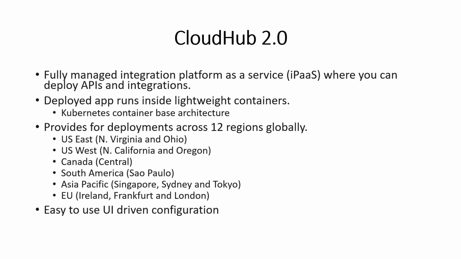CloudHub 2.0 provides the platform for deployment across 12 regions globally. Like it provides two regions in US East, two regions in US West. You can choose the region that is close to you. You can reduce the application latency. CloudHub 2.0 has an easy to use UI. You can use this UI for deployment and other configuration.